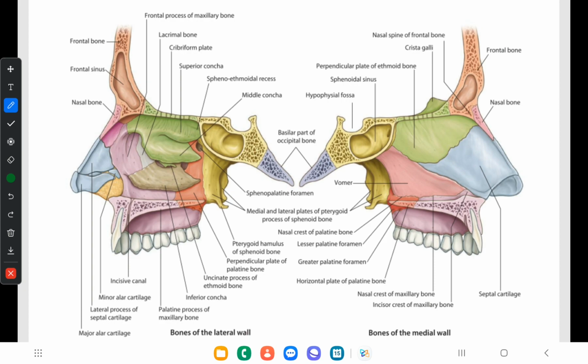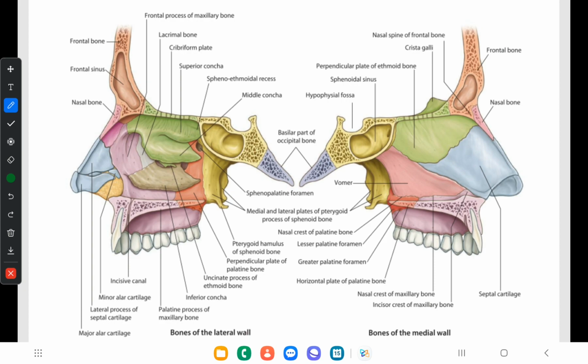And the lateral wall is also supplied by the olfactory nerves. And also there is anterior ethmoidal nerve. And you have the posterior superior lateral nasal nerves and posterior inferior lateral nasal nerves. And this is the nasal branch of anterior superior alveolar nerve, and this is the intranasal branch of infraorbital nerve. So those are the nerves which supplies the lateral wall of the nasal cavity.